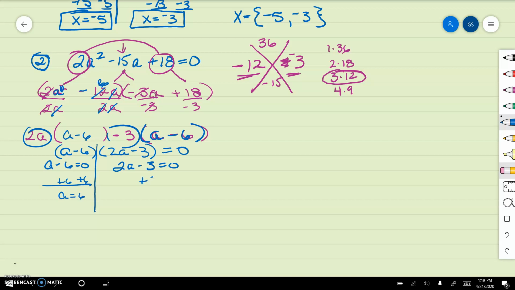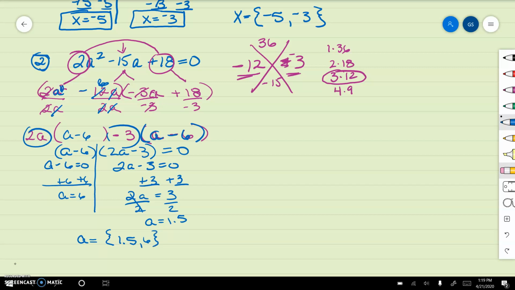If I add 6 to both sides, I get a equals 6. If I add 3 to both sides, I get 2a equals 3, but I want to know what a is, so I'm going to divide by 2 on both sides. So a equals 1.5, or 3 over 2. Okay, so it might say a equals {1.5, 6}.